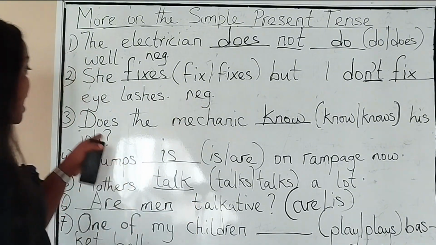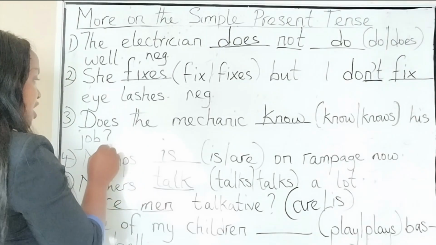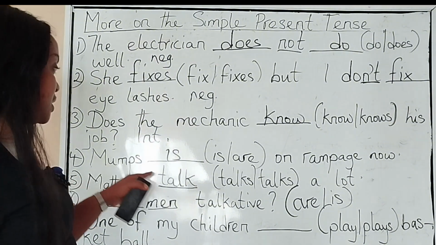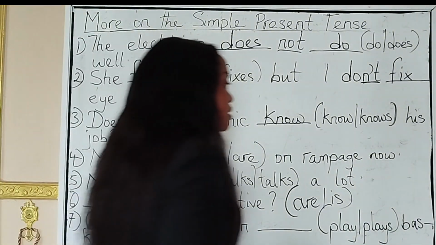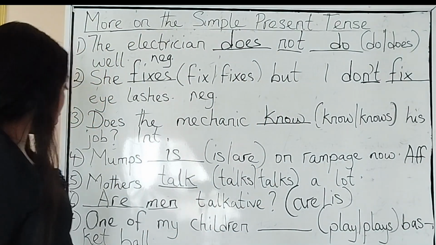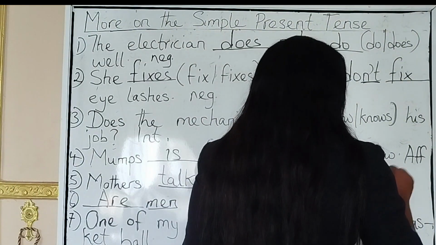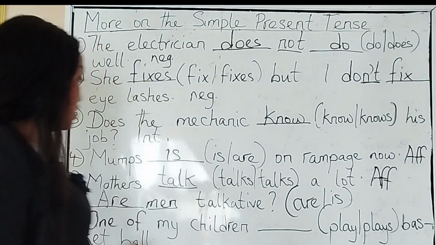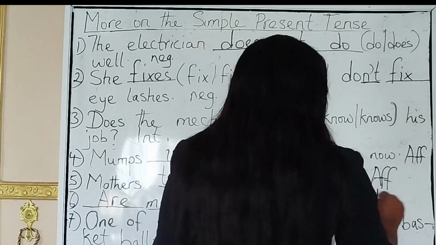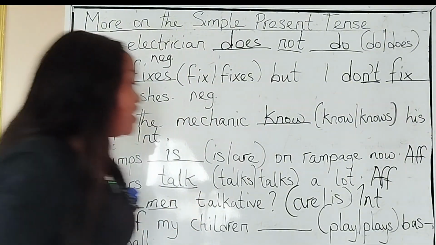I stop here. And the next, does the mechanic know his job? An interrogation. You can see questioning. So we say INT. Mumps is on rampage now. This is just an affirmative sentence, which is the same as positive. Number 5, mothers talk a lot. It is another affirmative sentence, which is the same as positive sentence. Are men talkative? Interrogative question, you can see. So we say interrogative. We go to the last, which you are going to do by yourself. So you give me the answer.